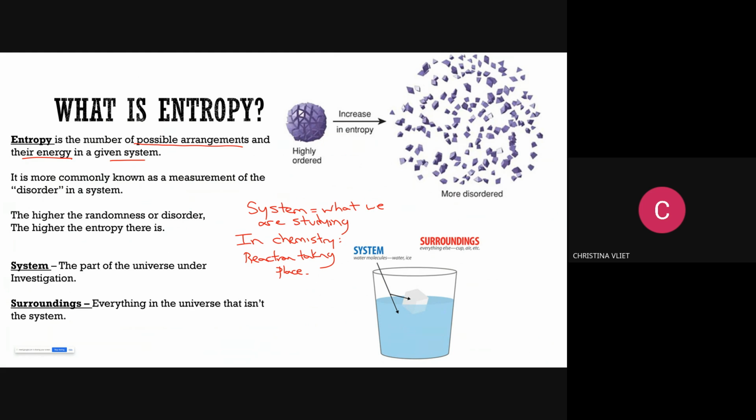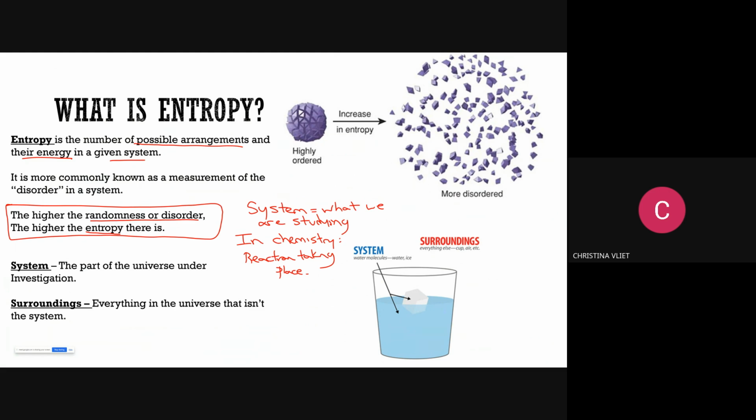And so the main idea you should get as we go through examples is that as we increase the randomness of a system, of an area that we're studying, we increase entropy, because there is a higher probability for whatever you have to be in different configurations. The system is the part of the universe under investigation. For us, it's a chemical reaction, right?